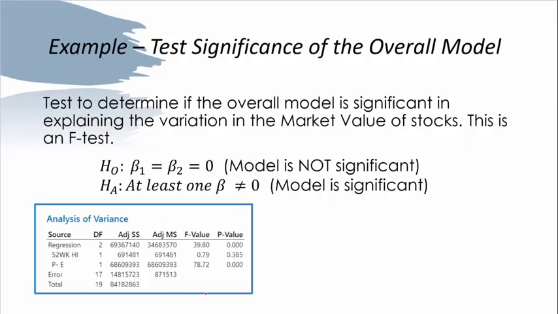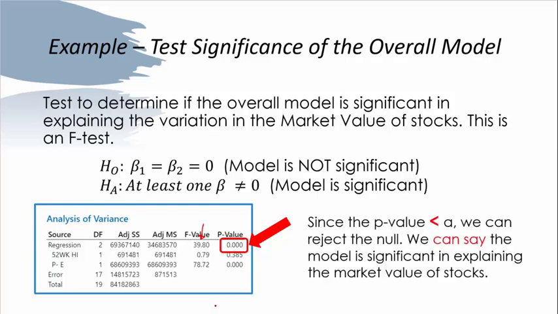For those of you that like to use an F score compared to an F critical, you would use this 39.8 there. We're going to use the p-value. So this is the p-value we want to look at. The argument is the same every time when we have a p-value. Since the p-value is small, less than alpha, we can reject the null. We can say that our model is significant in explaining the market value.